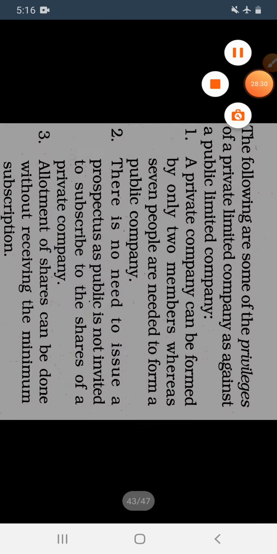Next, the following are some of the privileges of a private limited company as against a public limited company. These are some privileges given to the private company. A private company can be formed by only 2 members, whereas 7 people are needed to form a public company. When forming a private company, the minimum number should be 2, and for a public limited company the minimum number should be 7.